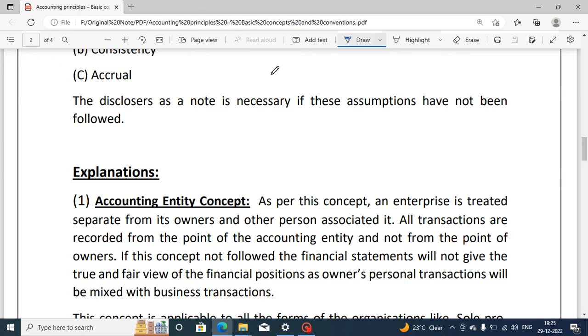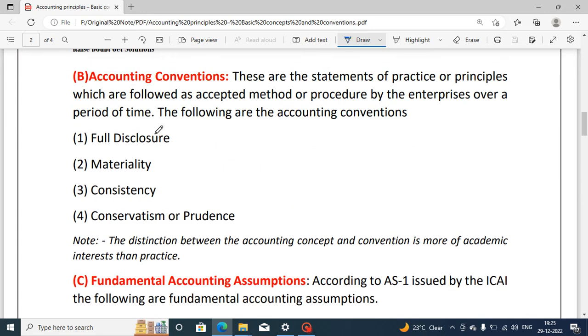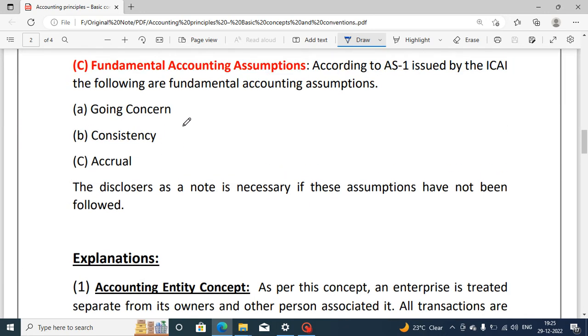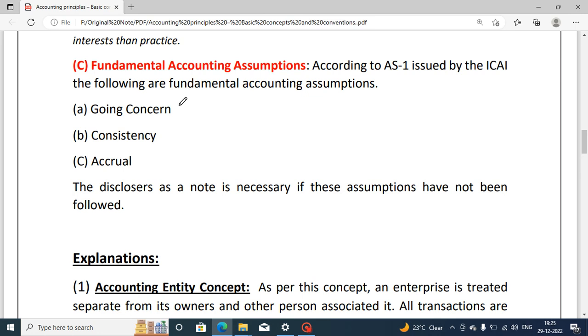So accounting principles may be a concept, a convention, or a fundamental accounting assumption. Concept means basic assumptions. Conventions come from practice, that is, tradition or custom. And fundamental accounting assumptions are very general things that every organization should follow. If we sum all of these together, this results in accounting principles. So let's discuss all the principles one after another.